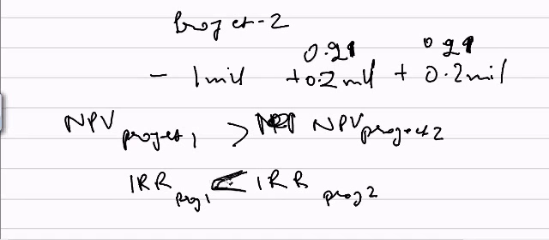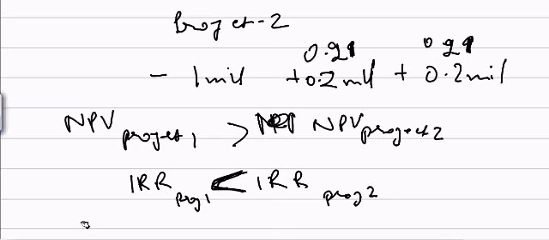So what should the company do? The company should take a decision towards the better net present value. Net present value is preferred when it comes to choosing between two projects, but they are giving contradictory results based on IRR and net present value.